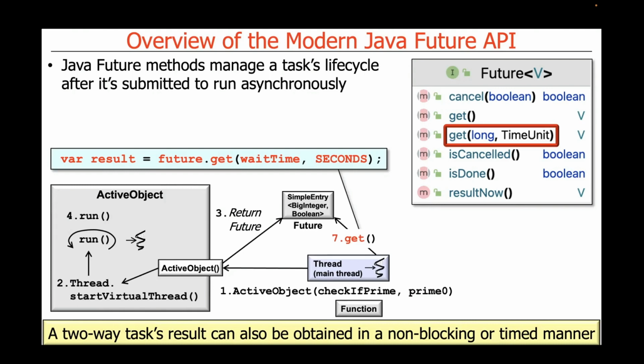If you pass in a wait time of 0, it'll do a polling operation or a non-blocking check to see if the result is finished. And the semantics are slightly different. If you poll, then if there's no value, you get back a null. If you do a timed wait operation and the timeout elapses, then the timeout exception is thrown.